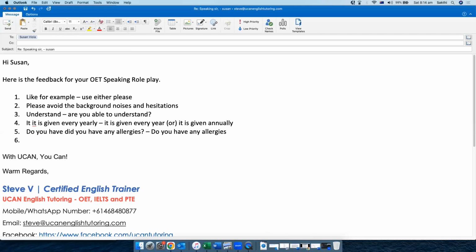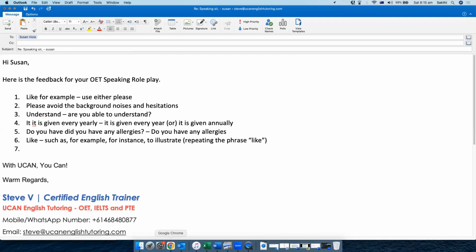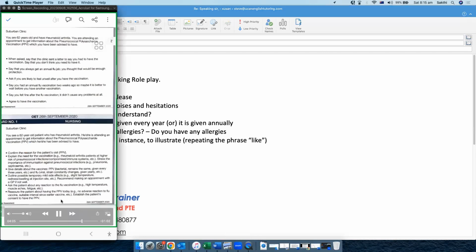And the other issue I wish you to notice is, instead of using "like", it is always better to use "such as", or "for example", or "for instance", or "to illustrate". All those kinds of phrases can help you out a lot. The problem is that you are repeating the phrase "like" several times, which is not great as far as the speaking is concerned, because it can damage your score and the vocabulary. I hope you guys understand.